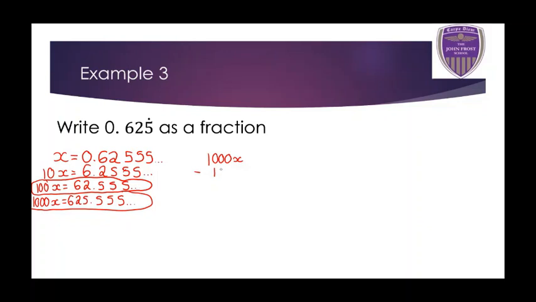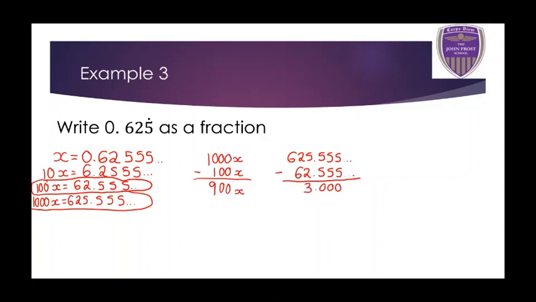Okay, so 1000x, take away 100x, is equal to 900x. Using these values now, 1000x we said was 625.555, and 100x is 62.555. Take these away. So everything after the decimal point is going to cancel to 0, because 5 take away 5 is 0. 5 take away 2 is 3.